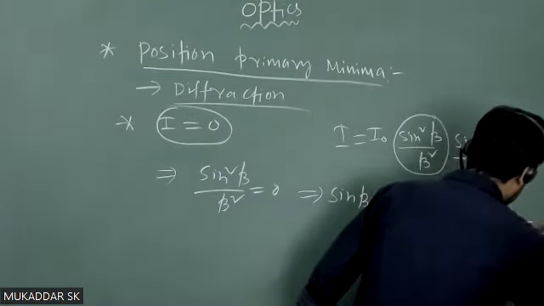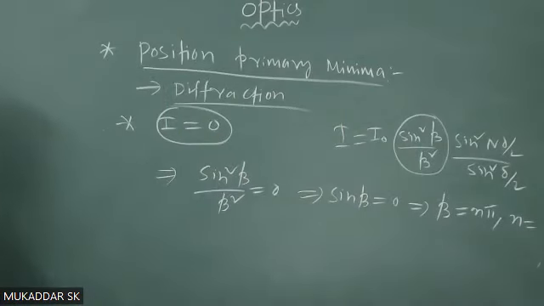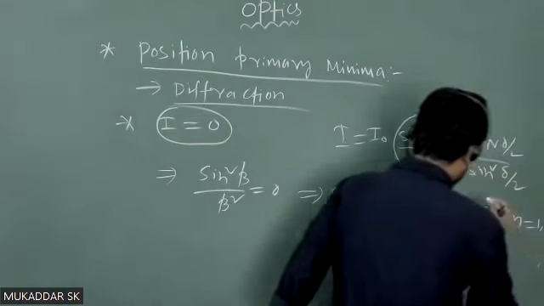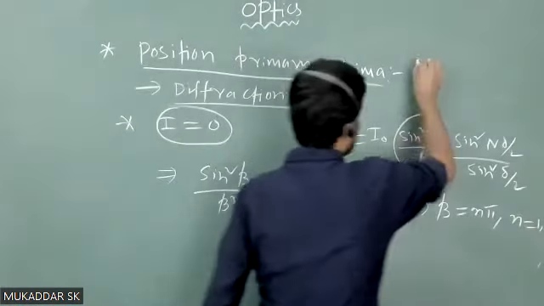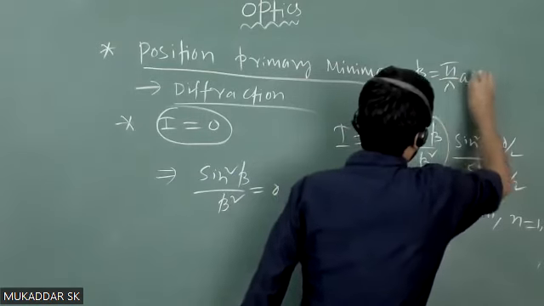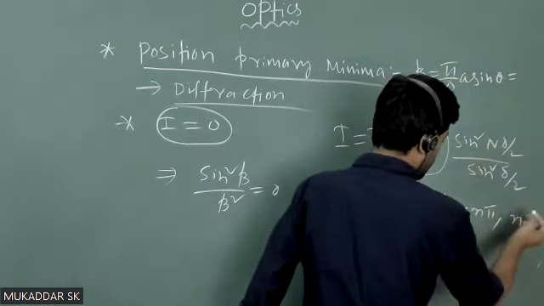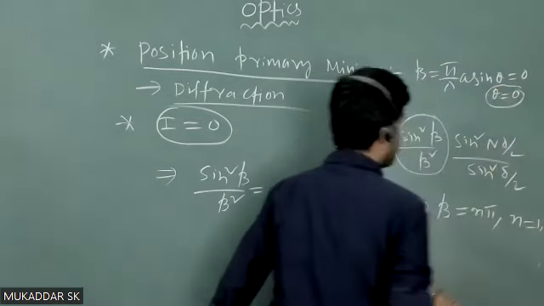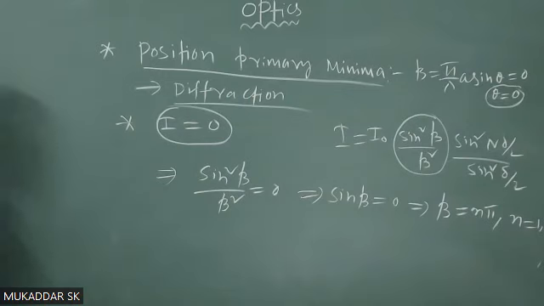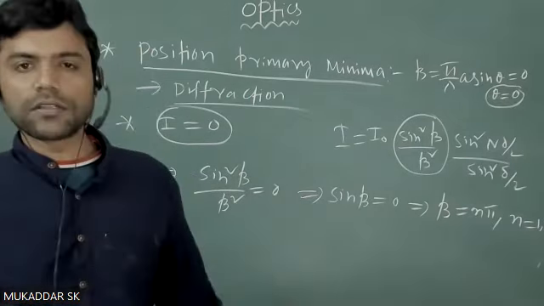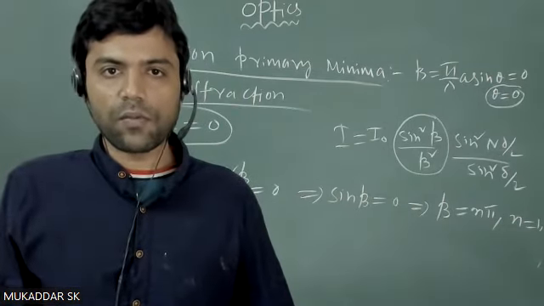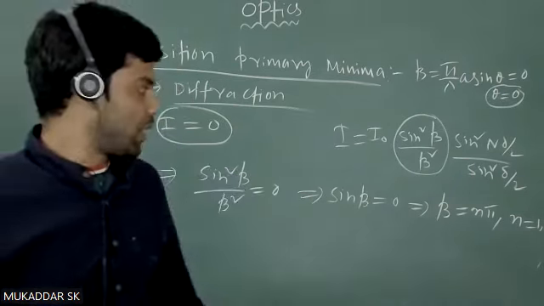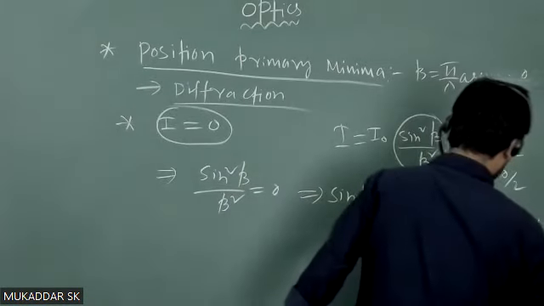But n should not be equal to 0. n 0 नहीं हो सकता, क्यों? n cannot be 0, but n can take the values 1, 2, 3. n अगर 0 ले लोगे तो फिर बीटा कितना होता है भाई? β = π/λ a sin θ. So if you take n equals 0, then β should be 0, and if β is 0, then θ should be 0. And θ being 0 represents which point? The central point, right? And the central point is always bright. Am I correct? Yes, sir. Okay, so n cannot take the value 0. It can take values like 1, 2, 3 and so on.